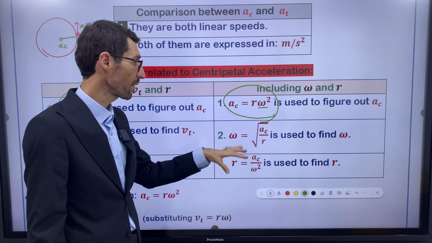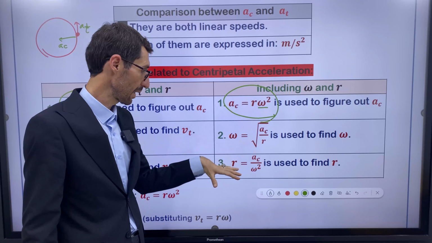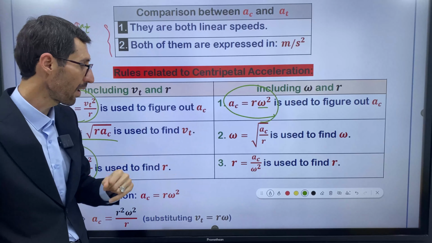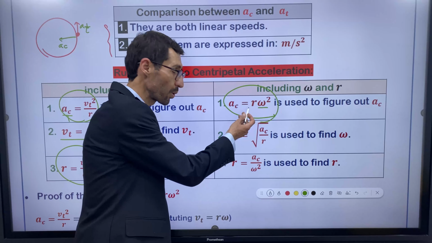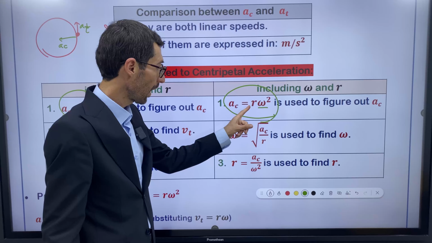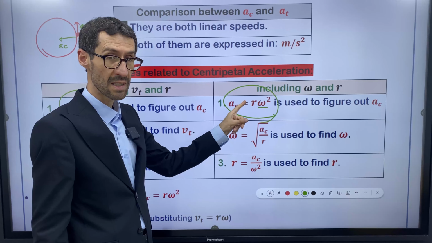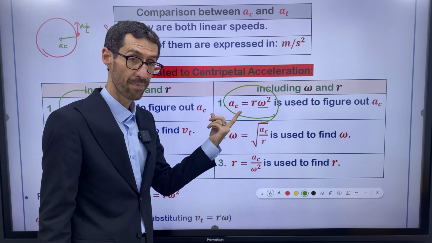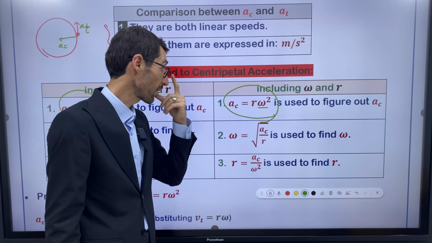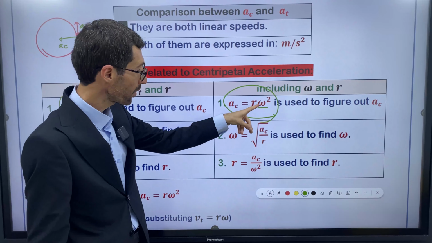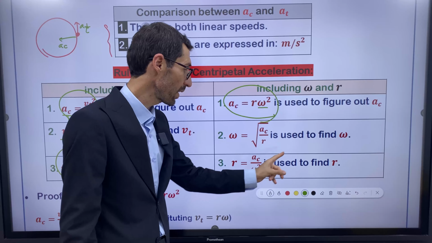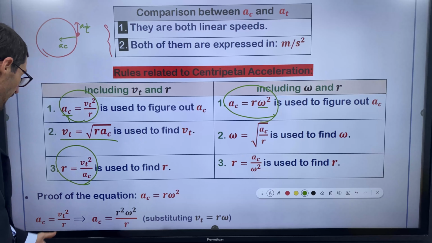The third equation has to do with omega and R. We look for R right now. Go back to the original equation. I want you to write an equation for R. So which one goes down? Of course, omega squared goes down, and AC goes to the numerator. That's why R is equal to AC over omega squared, which is used to find R.